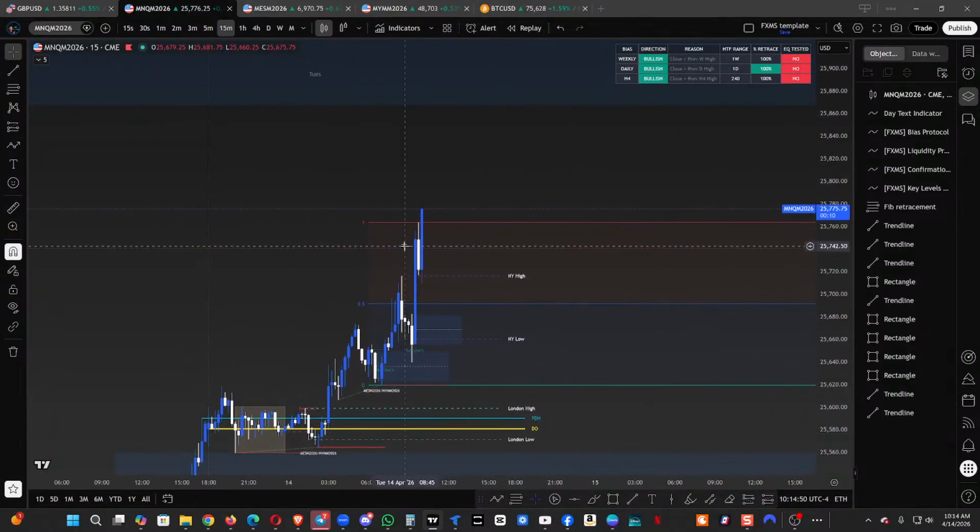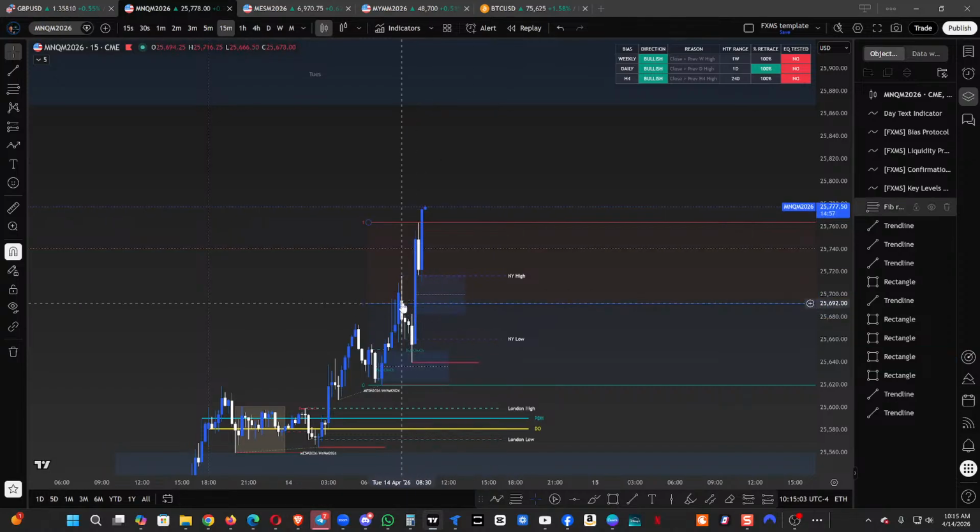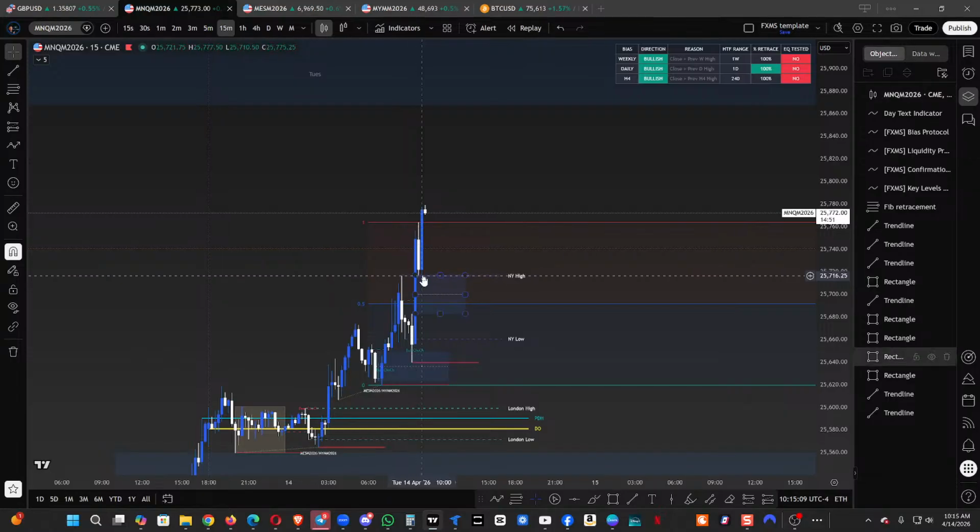And looking at the 15-minute, you can see that we traded into, not the order block, but we traded into this imbalance right here. Just a little tap into that. So there's our higher time frame point of interest, which is the 15-minute imbalance. A sweep into the imbalance. We swept this low.